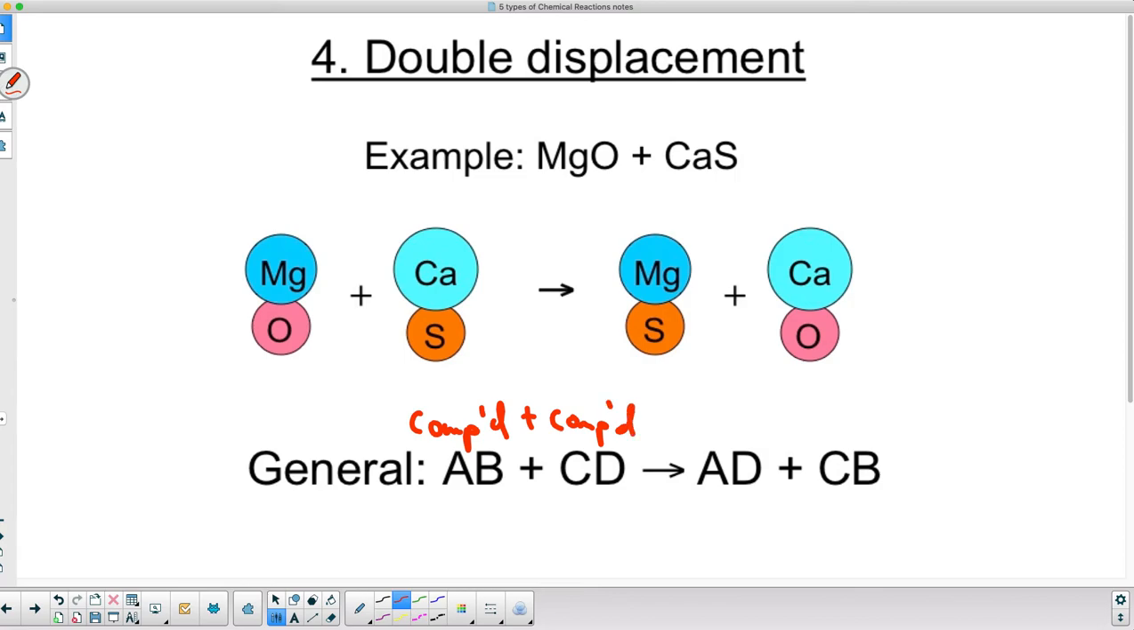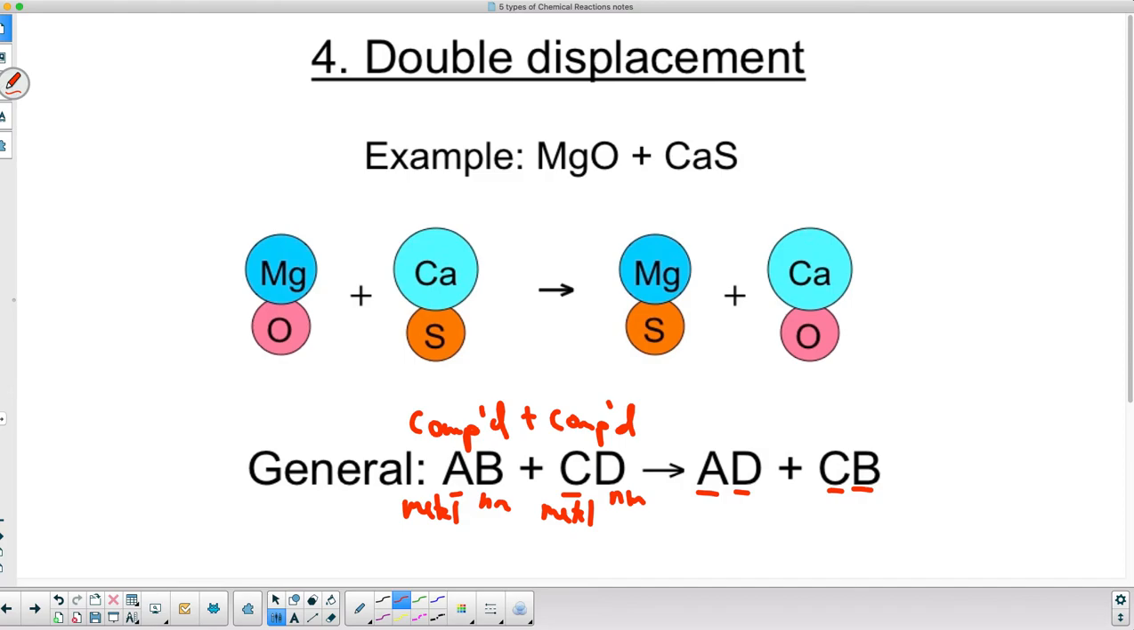And the A and the C are metals, and they simply switch places. So A goes with the D, and C goes with the B, like that. So the A and C, or you can say the D and the B, switch places, because the D and the B are nonmetals, like that. That's NM for nonmetals.